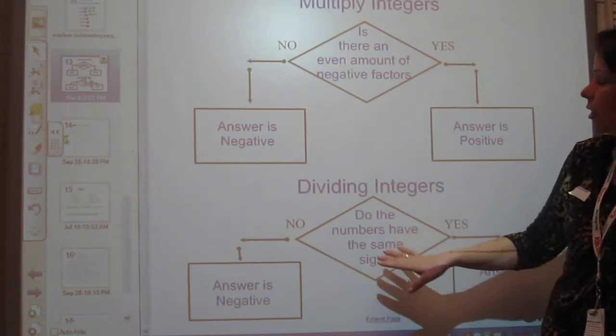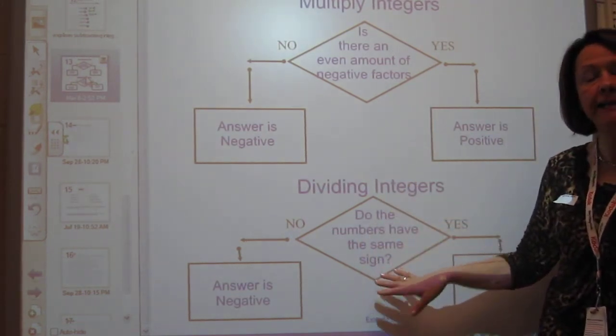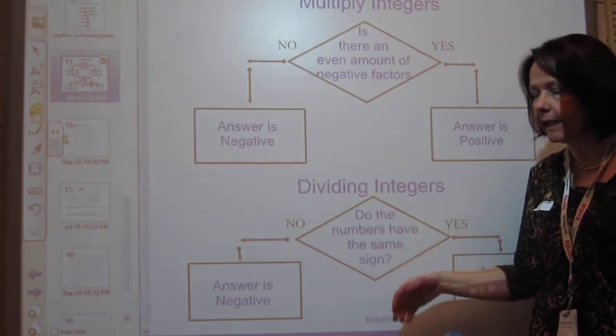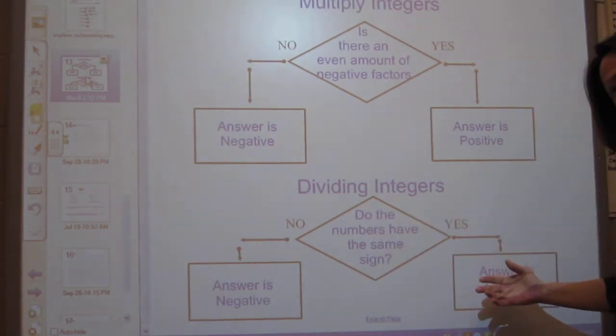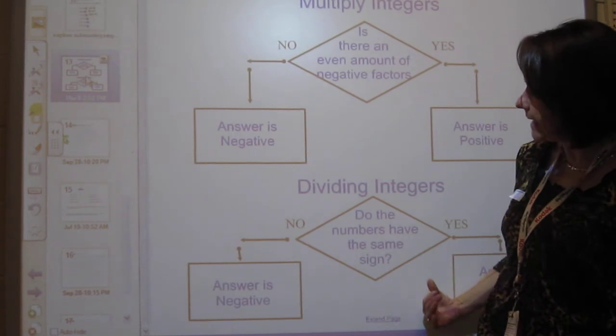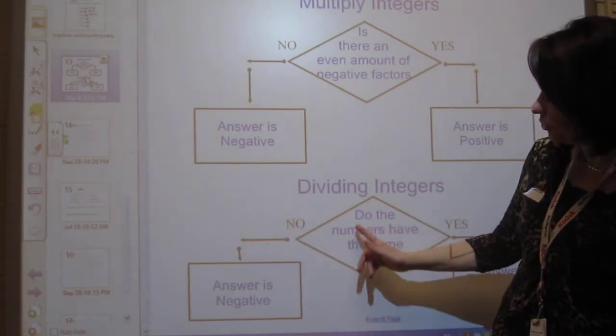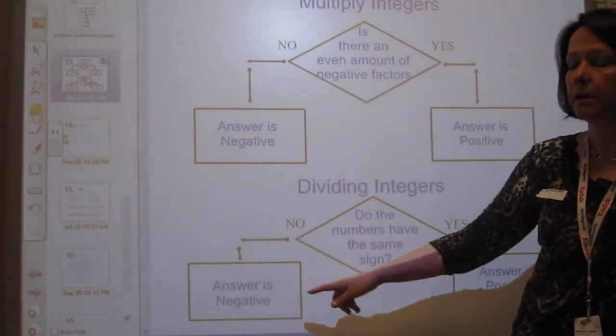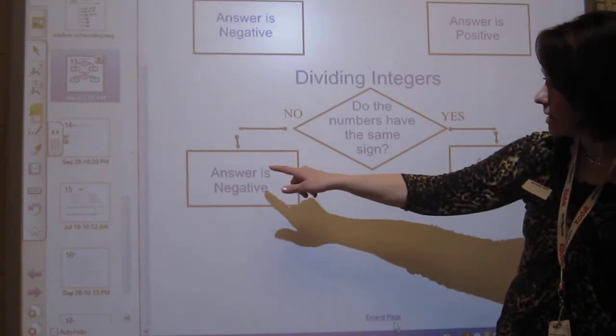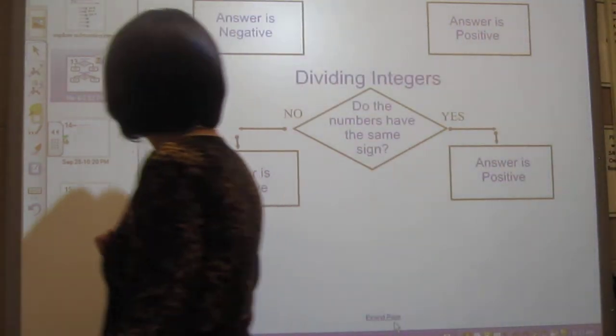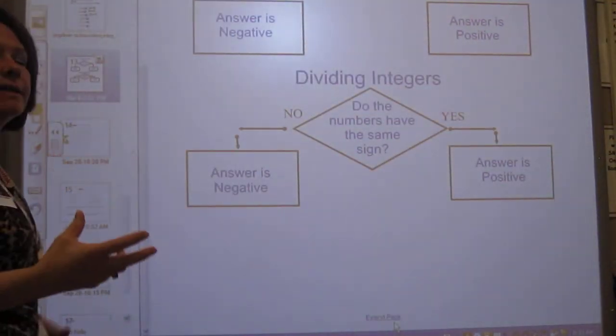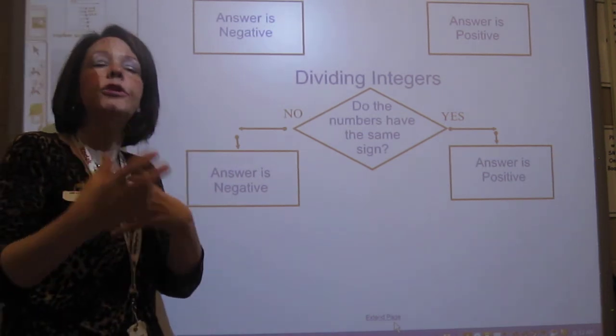Dividing integers. Do the numbers have the same sign? Same question we asked in our adding. If the answer is yes, divide and the answer is positive. If the numbers do not have the same sign, divide and the answer is negative. So that was our integer rules.